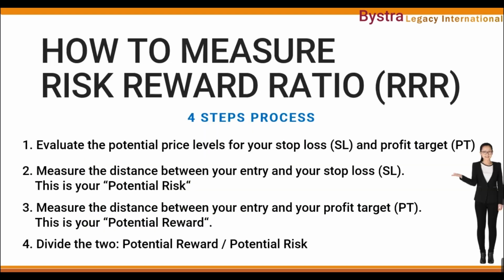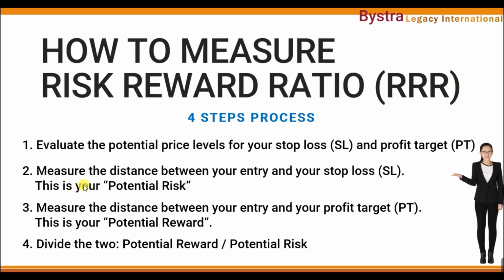So how do we measure risk and reward ratio? There are only 4 steps, so very easy. This is called the triple R. We evaluate the potential price levels for your stop loss. Always measure your stop loss first. So how many pips is the stop loss? And the profit targets. And how many pips is the profit target?